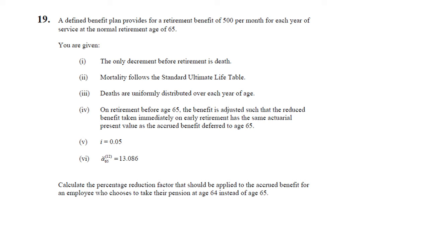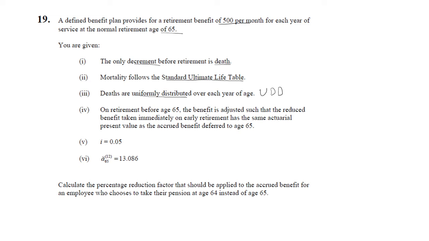In this problem, we're given a defined benefit plan that provides a retirement benefit of $500 per month for each year of service at the normal retirement age of 65. The only decrement before retirement is death. We can use the standard ultimate life table. Deaths are uniformly distributed, so we have UDD.